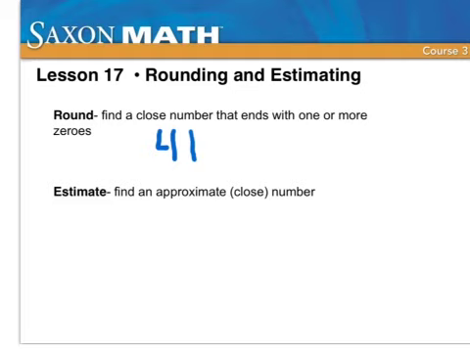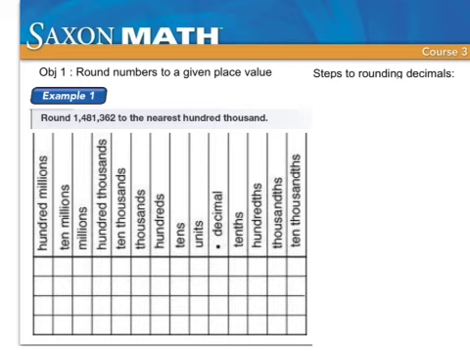Estimate means to find an approximate or a close number. Okay, so let's go with some examples. Objective number 1 is to round numbers to a given place value. So our example is to round 1,481,362 to the nearest 100,000. Now, first though, we've got to know some steps.